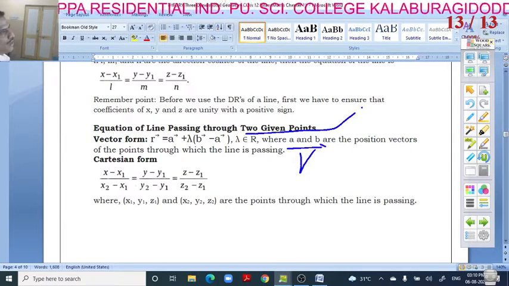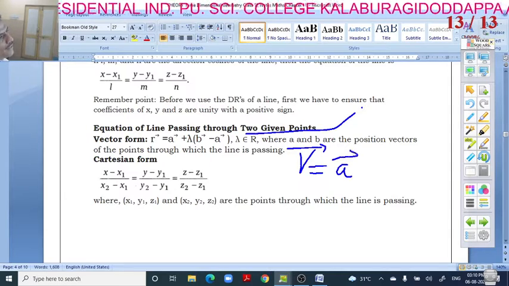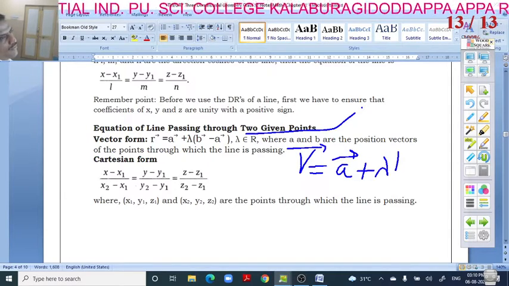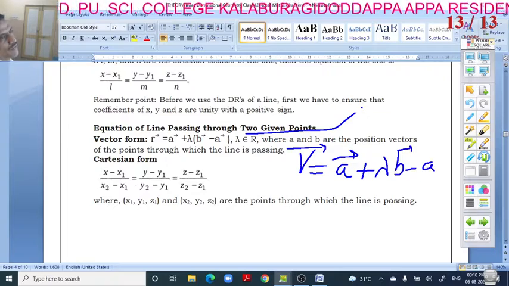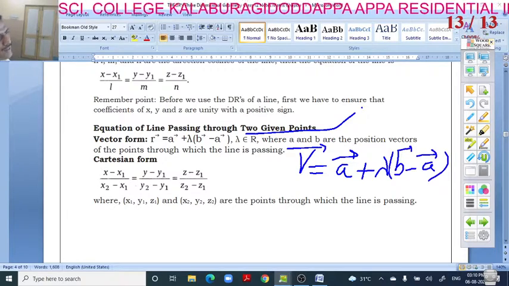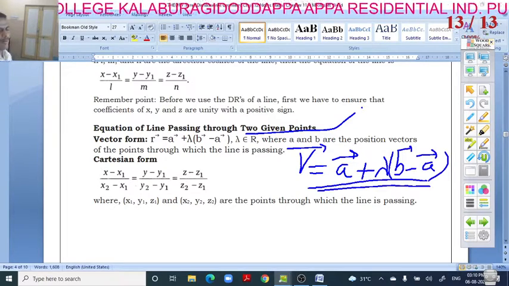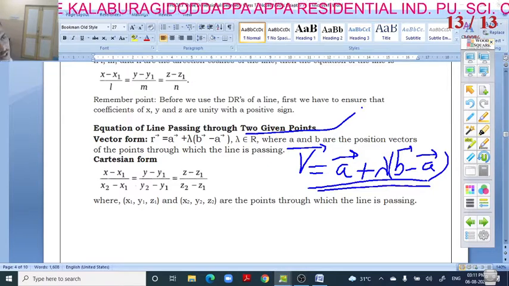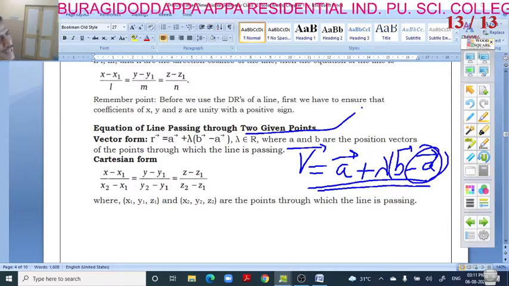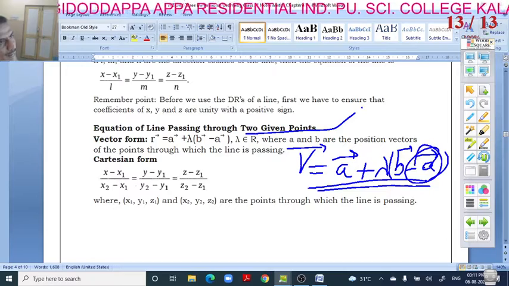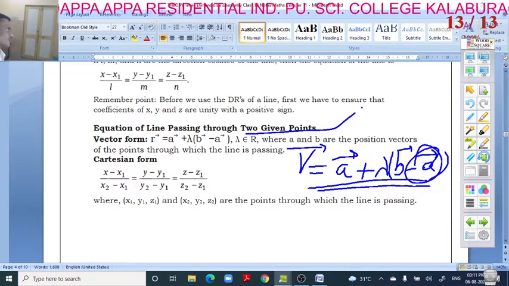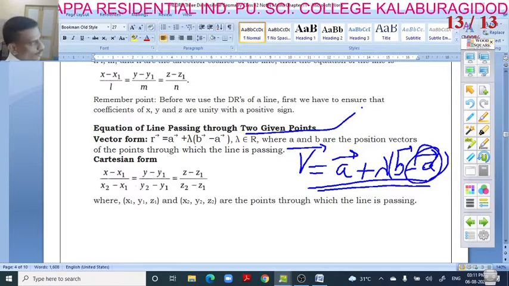So vector R is equal to vector A plus lambda times vector B minus vector A. This is the equation of a straight line passing through 2 points in the vector form. Only this extra term, B minus A, is there compared to the equation for passing through a point.